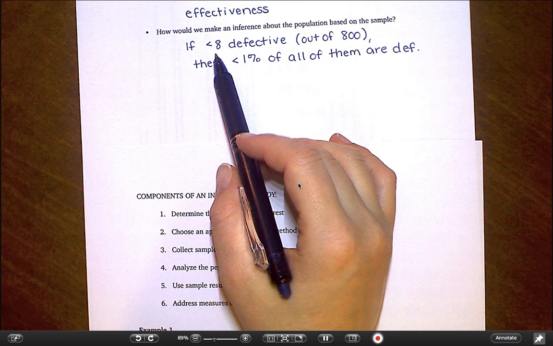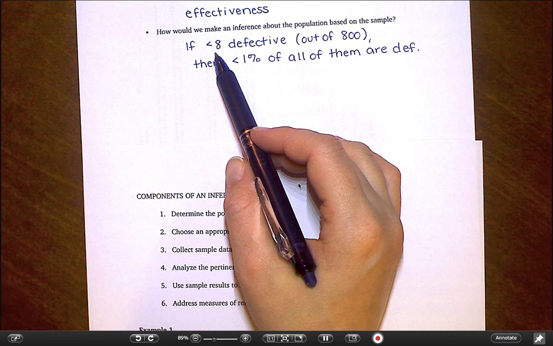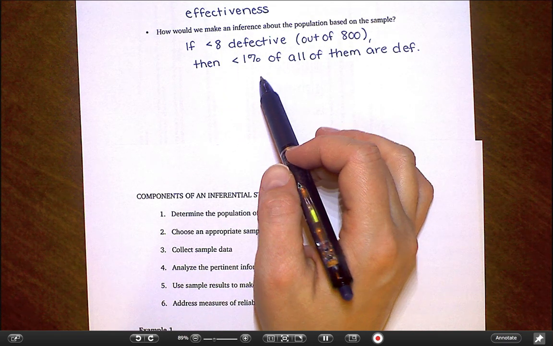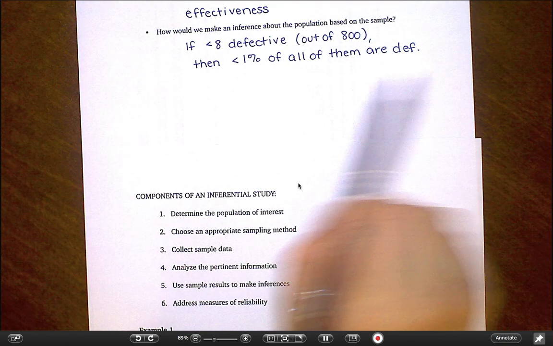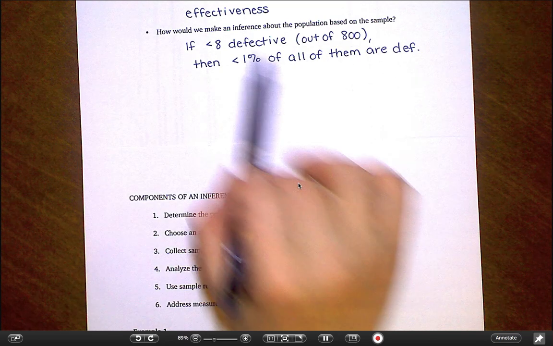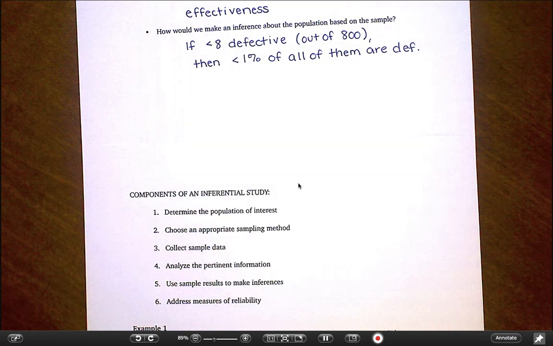If more than 8 of them are defective, that's more than 1%, and so there's a high likelihood that more than 1% of them would be defective across the board. Now, this is not a guarantee, right? This is an inference, meaning we're making a projection, we're making a prediction about what's going to happen. We aren't guaranteed to know that that's going to be true.